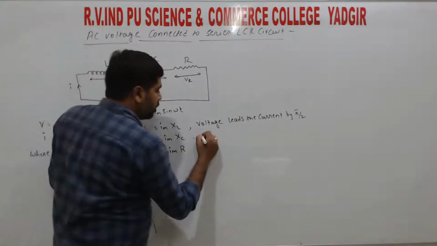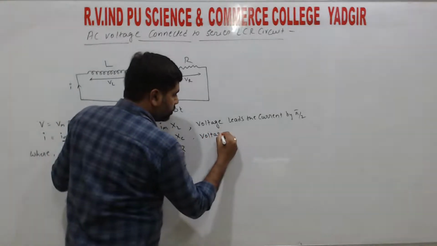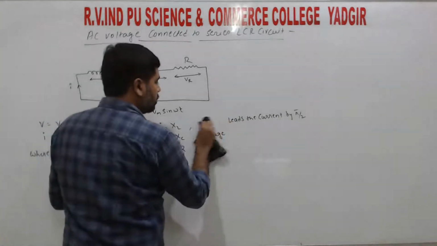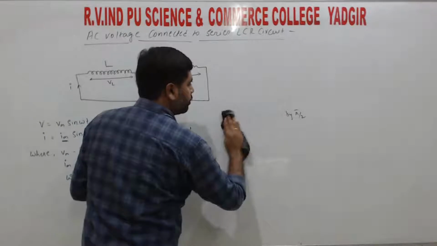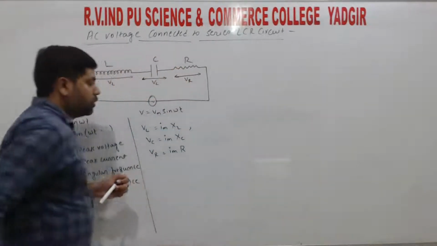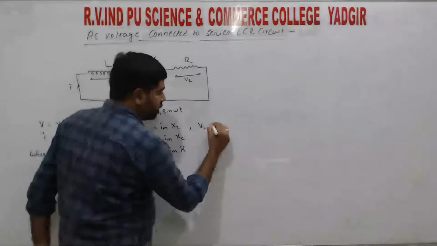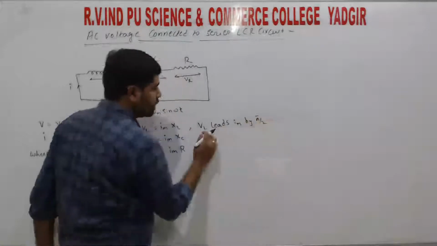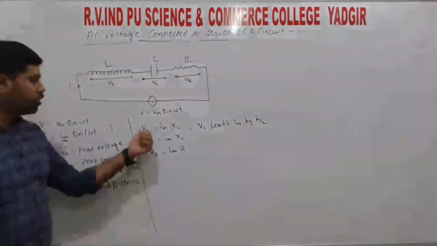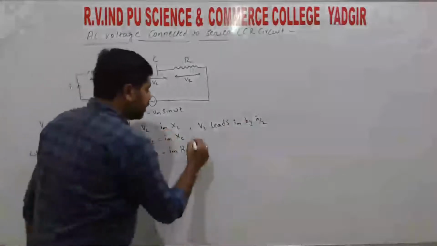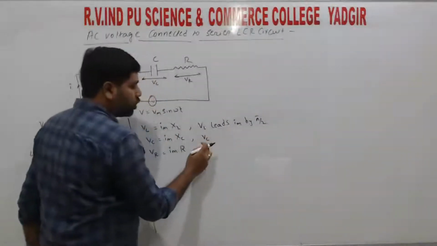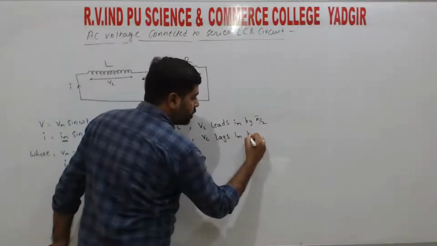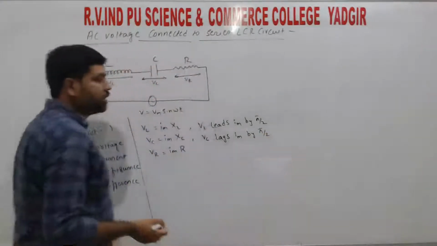So similarly here, voltage VL leads Im by pi by 2. So voltage leads the current by pi by 2. Here voltage is VL and current is Im. Similarly VC, the voltage across the capacitor, lags the current Im again by 90 degrees, that is pi by 2, right?